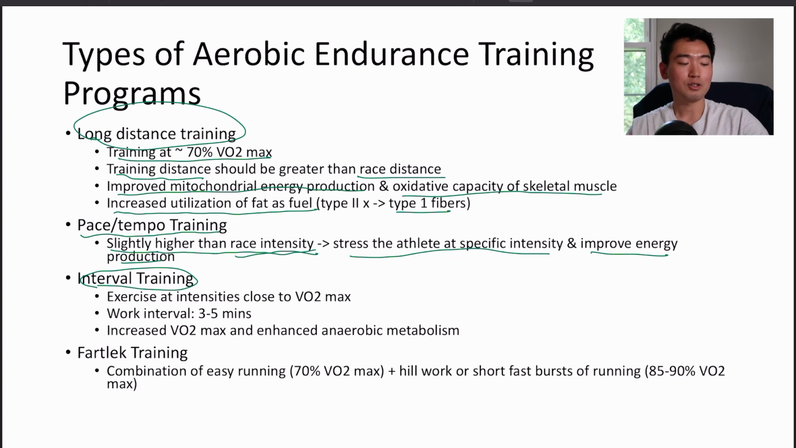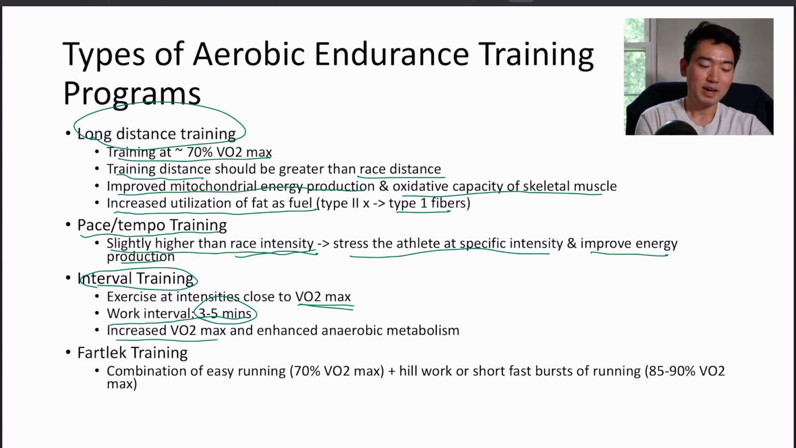Interval training is another way to train for aerobic endurance. It involves exercises at intensities close to VO2 max, so you're basically at max capacity, and so the work interval is going to be shorter. This is just an example of what interval training would look like. Working for 3 to 5 minutes and then taking a break for 3 to 5 minutes, so it's a 1-to-1 work to rest ratio. That's just one example of what interval training might look like. Increased VO2 max and enhanced anaerobic metabolism could be expected here.